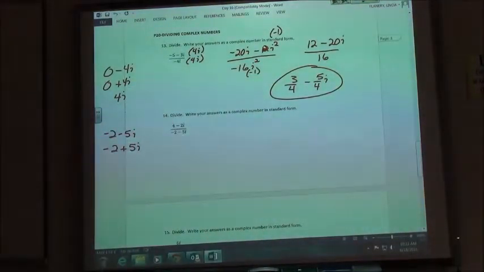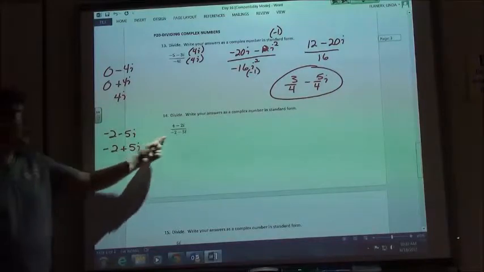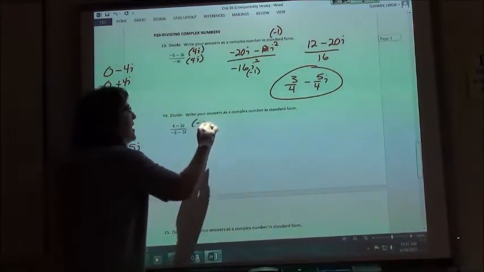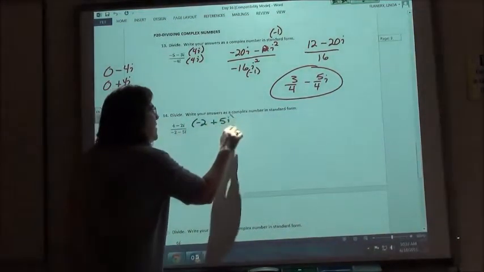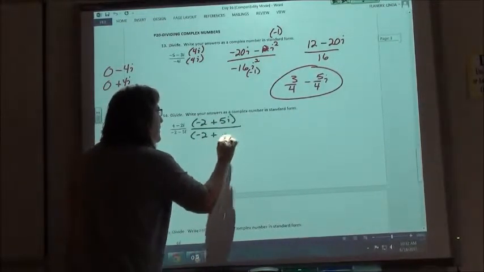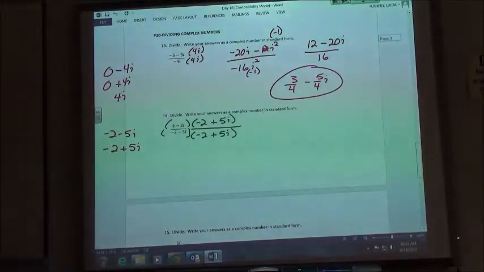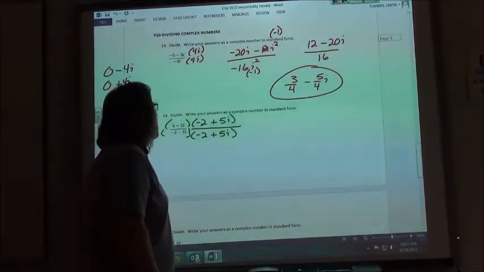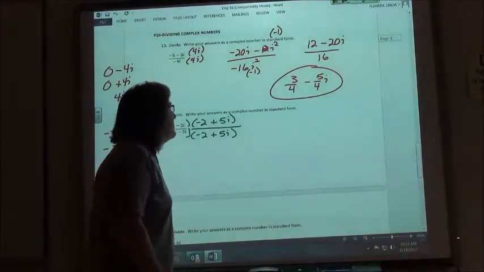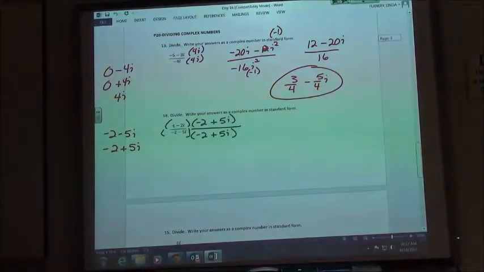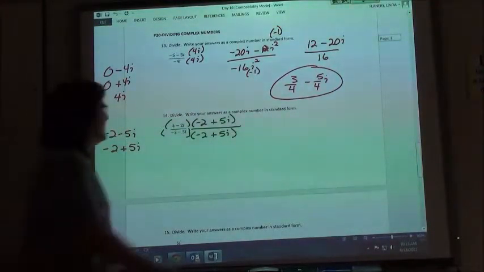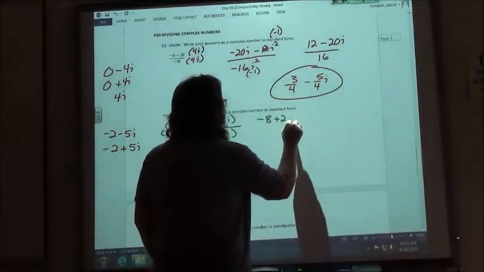So on number 14, we already talked about the conjugate of negative 2 minus 5i being negative 2 plus 5i. And this time we get to FOIL all of that out. So on the top, if you multiply that out, you would get negative 8 plus 20i plus 4i minus 10i squared.